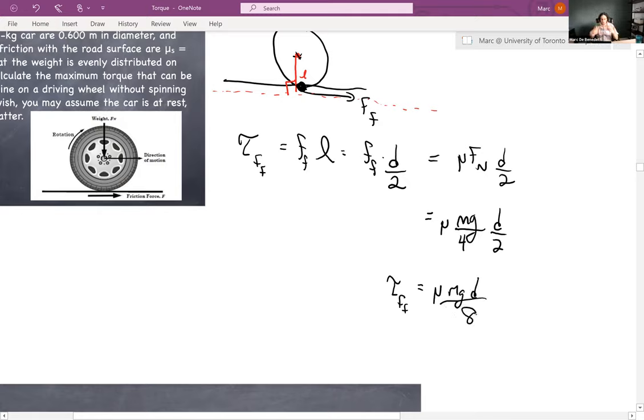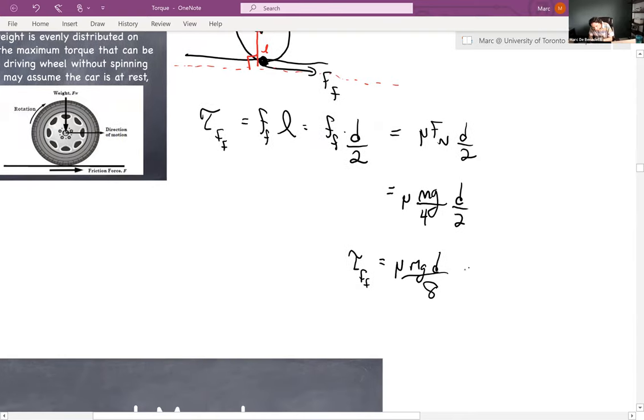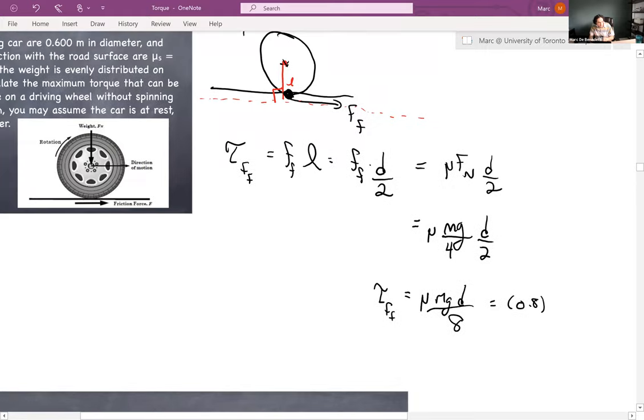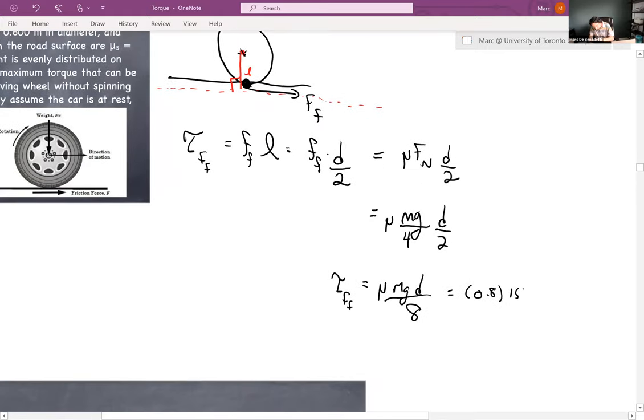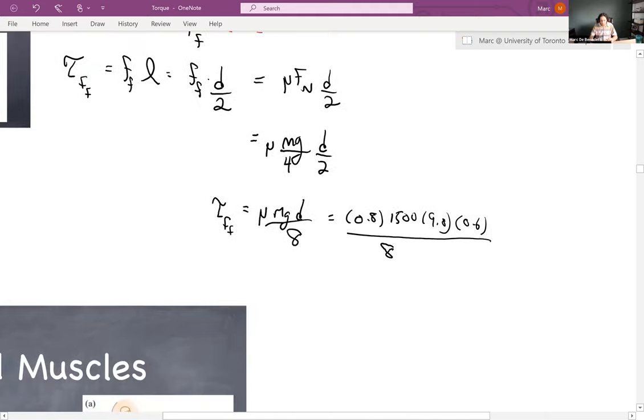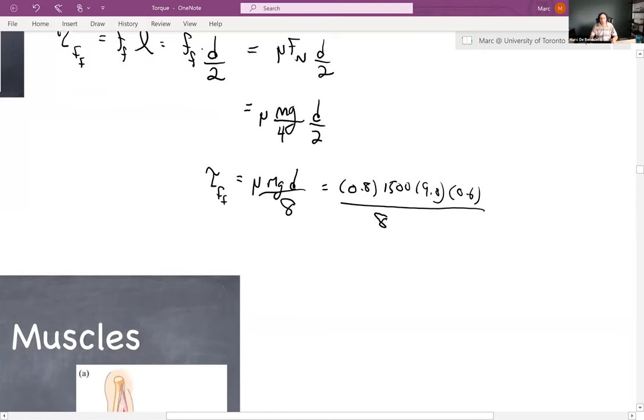So we can plug in all of our values if you want. 0.8, the weight of the car of 1500 times 9.8. What's the diameter? 0.6 all over 8. And that's how much torque you're able to apply to the wheel from the engine before it overcomes static friction.